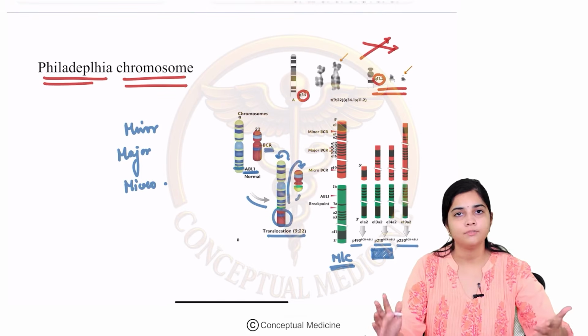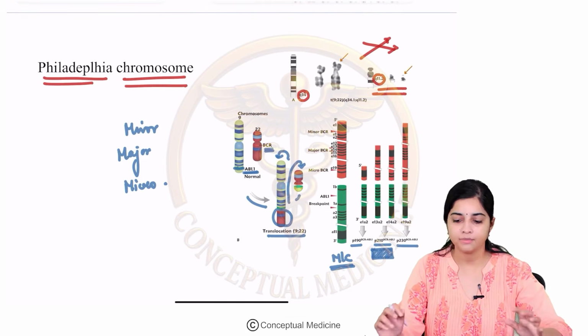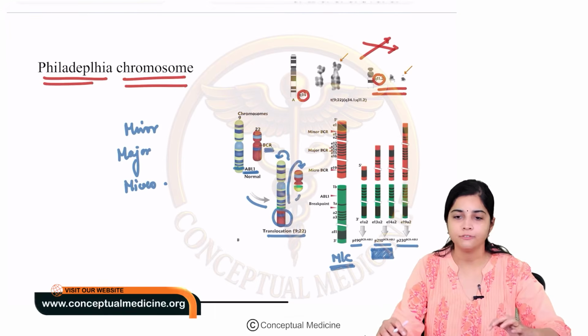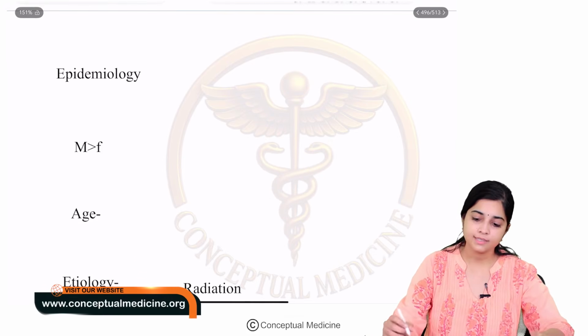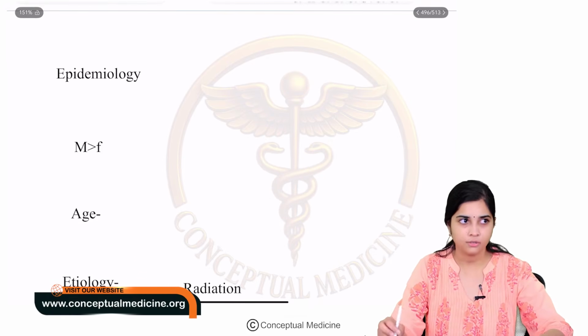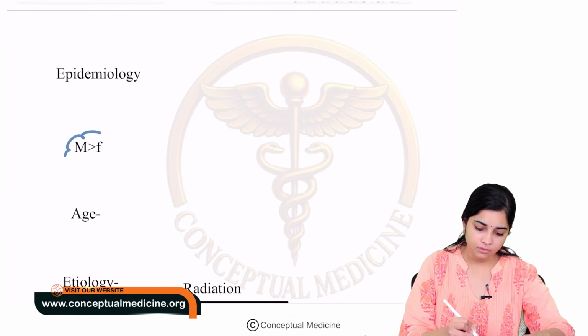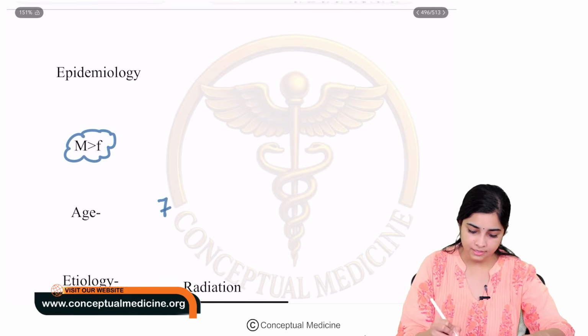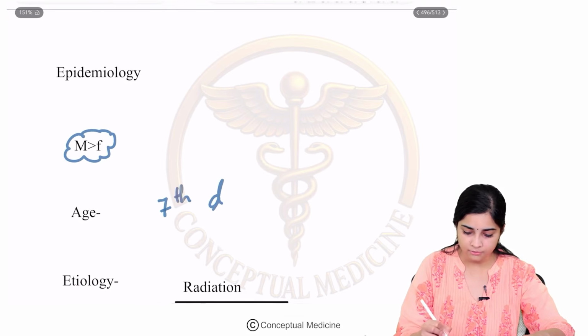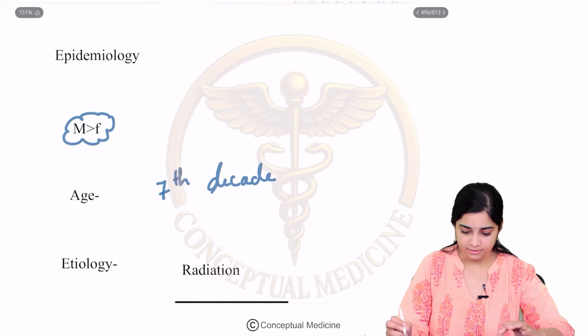So what are we learning? We are learning chronic myeloid leukemia, and we have learned what exactly happens in the Philadelphia chromosome. Now let us understand the epidemiology of chronic myeloid leukemia. This is more common in males than females, and chronic myeloid leukemia is also frequently found in the 7th decade.